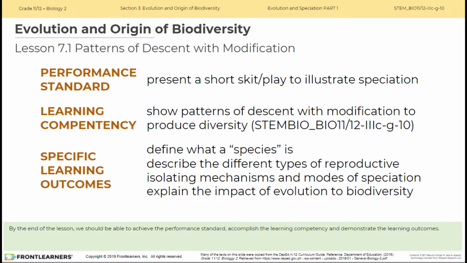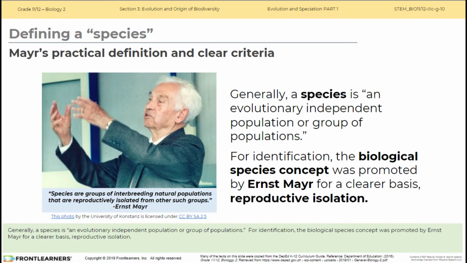And by the end of this lesson, you are now able to define what a species is, describe the different types of reproductive isolating mechanisms and modes of speciation, and explain the impact of evolution on biodiversity. So let's first define what a species is.